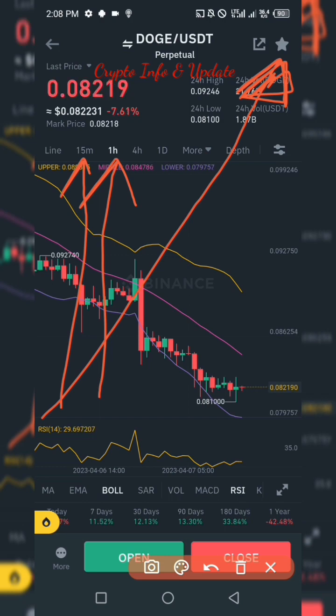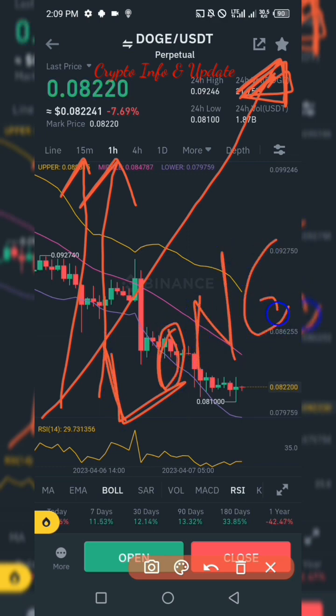Now, for coin B, like in the case of Doge now, when you look at the chart, the price is going down. It's making a downtrend move. In this case, you short it. I mean, you long it. You long it.